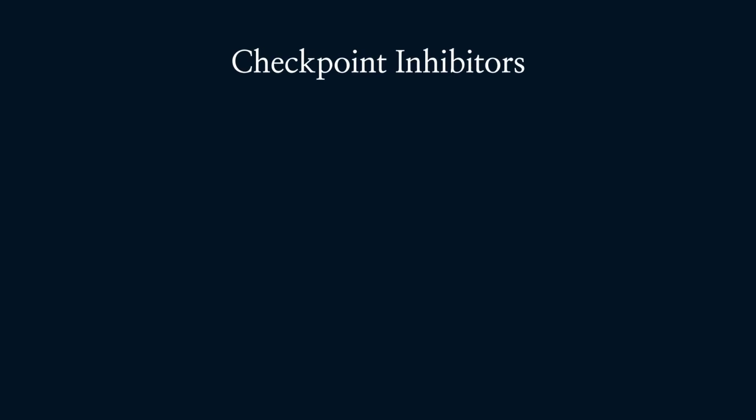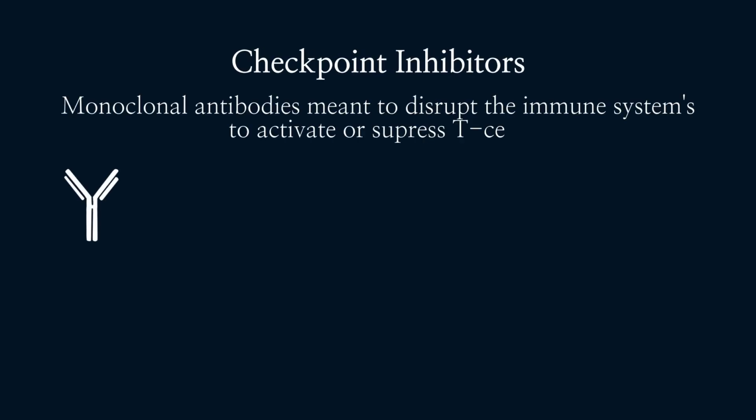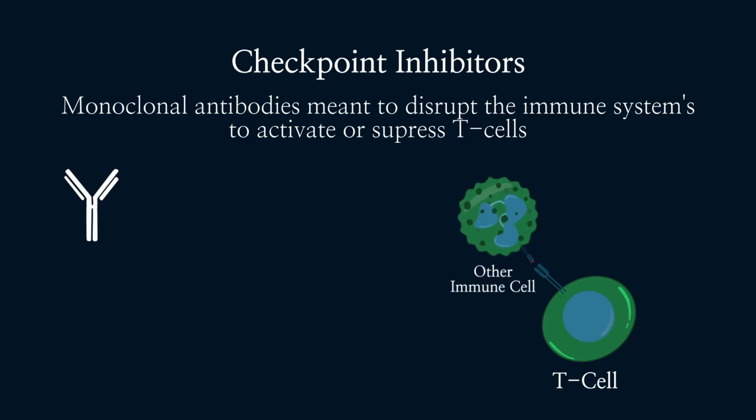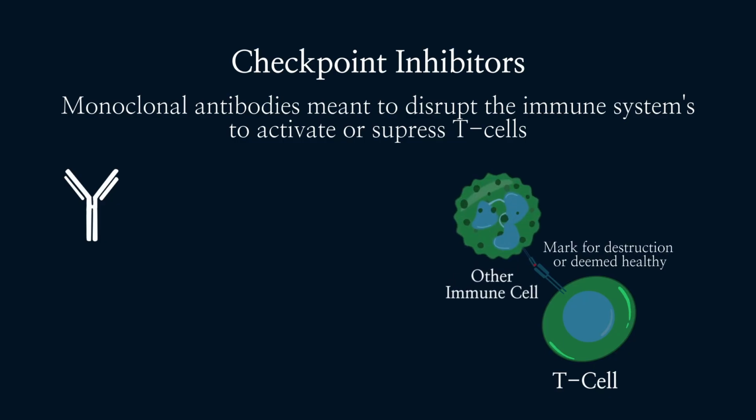Checkpoint inhibitors are monoclonal antibodies which work to disrupt the immune system's ability to activate or suppress T cells. In a cancer-free patient, an immune checkpoint works when a protein on the surface of a T cell interacts with a protein on the surface of another cell, which tells it whether to initiate an immune response to remove the cell because it's unfamiliar or sick, or to ignore the healthy cell.